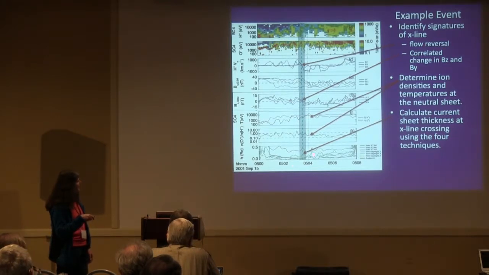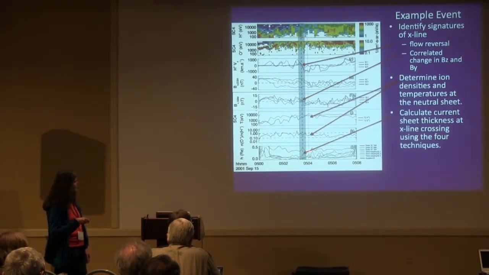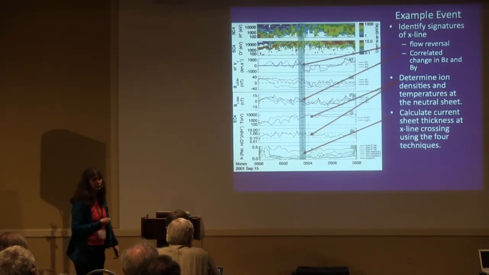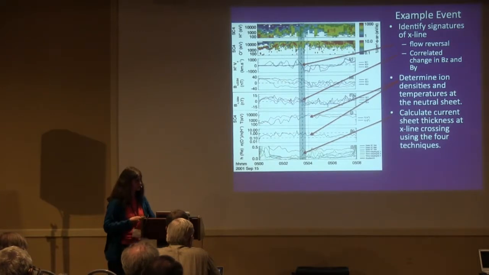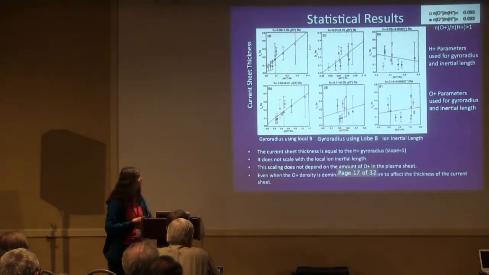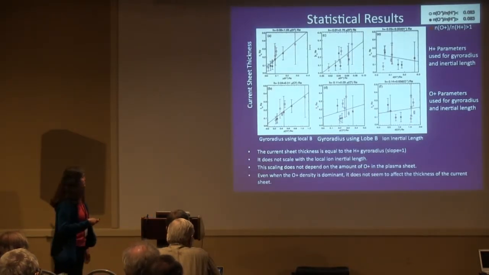And so now our current sheet determination is in this bottom panel with all these different methods. In this particular case, the gradient B method is sort of an outlier, but the rest all fall down here. And then for each of these time periods, we get the temperatures and densities and so on in order to look for the scaling. So this is the results. So this is the current sheet thickness.